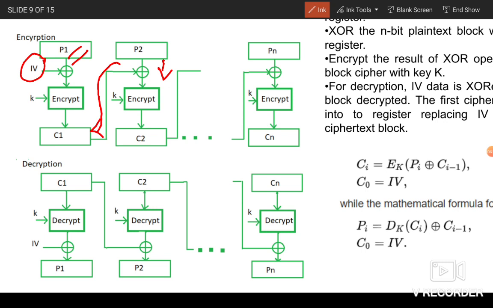It is chained to the next stage and so on. So the decryption is the same thing. We have the ciphertext block. It is decrypted using the key.